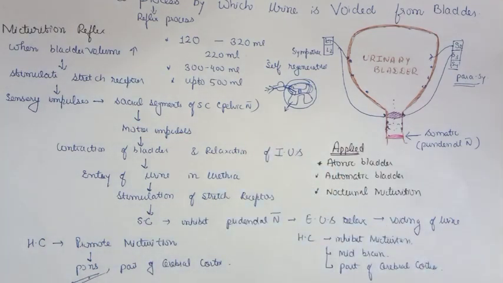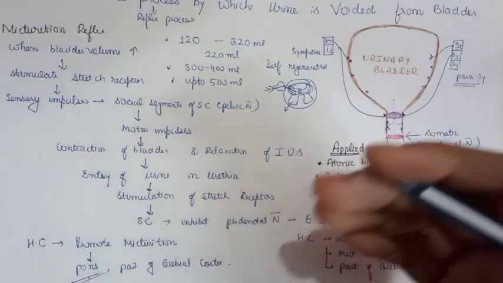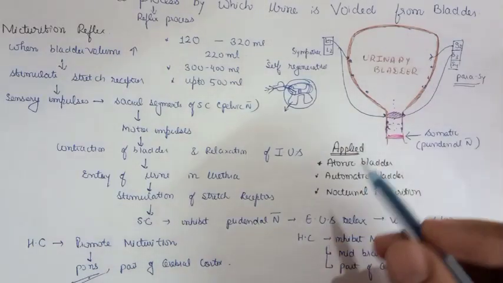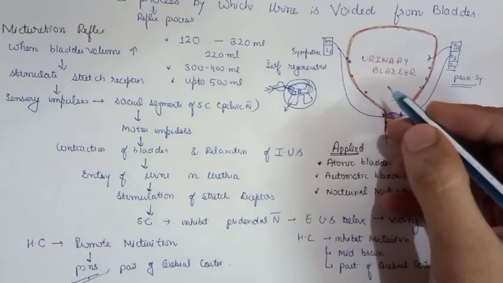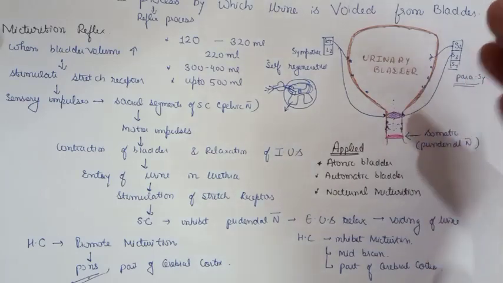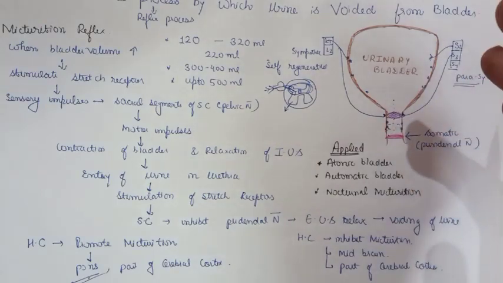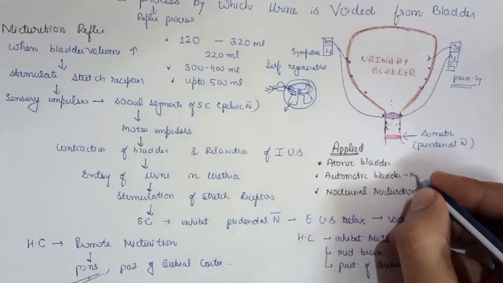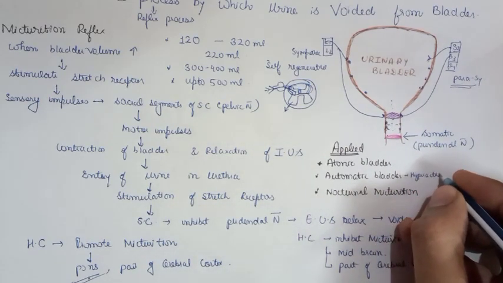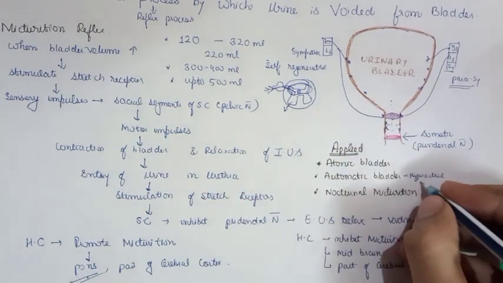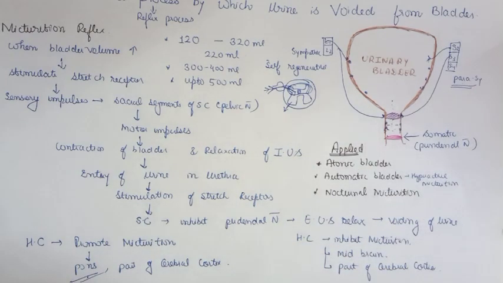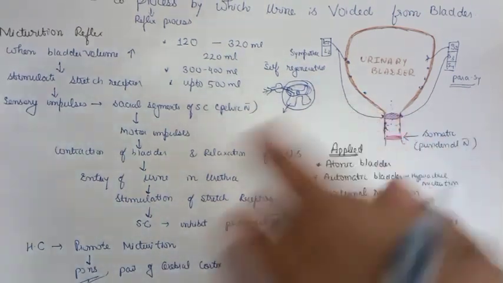When I say automatic bladder, it should clearly come to mind that the process of micturition is hyperactive in this case. When a small amount of urine enters the bladder, it will stimulate the stretch receptors and the process of micturition will start. So what happens in the automatic bladder? Hyperactive micturition. How can you define the automatic bladder in just one phrase? It is a hyperactive micturition reflex. In this case, the voluntary control is lost.